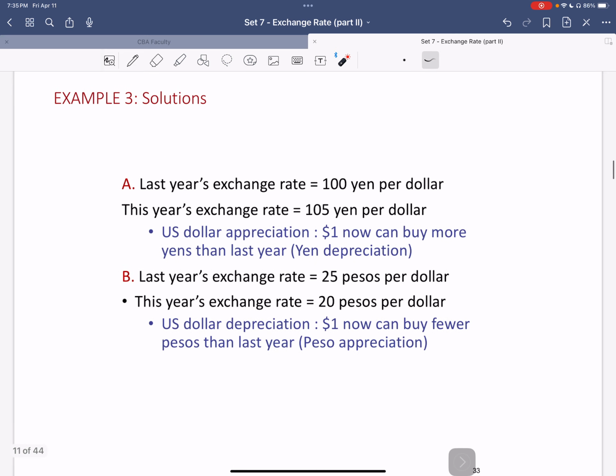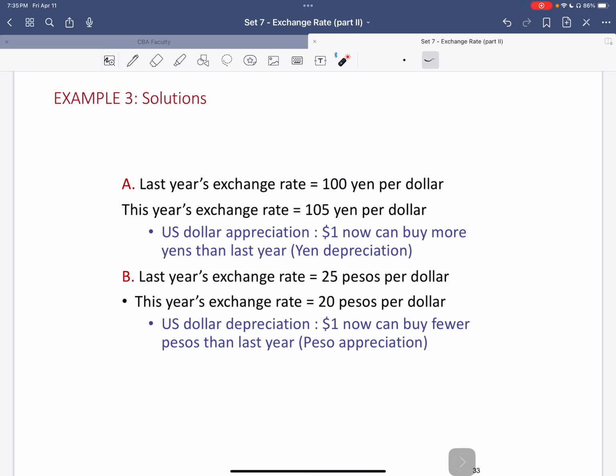Right, I'm assuming that you did pause the recording and you solved it. So let's go over the solution. Last year's exchange rate in part A was equal to 100 yen per dollar. And this year's exchange rate is equal to 105 yen per dollar. So you see that the US dollar has appreciated. $1 now can buy more yen than last year. So yen depreciates. The directions of the changes in yen and dollar are reversed. One of them appreciates, the other one depreciates.